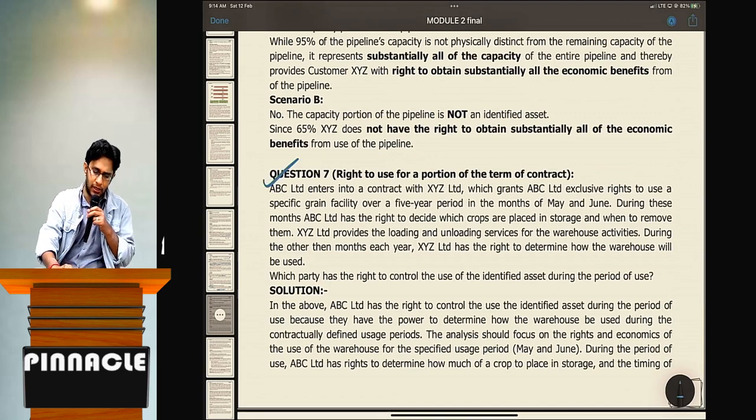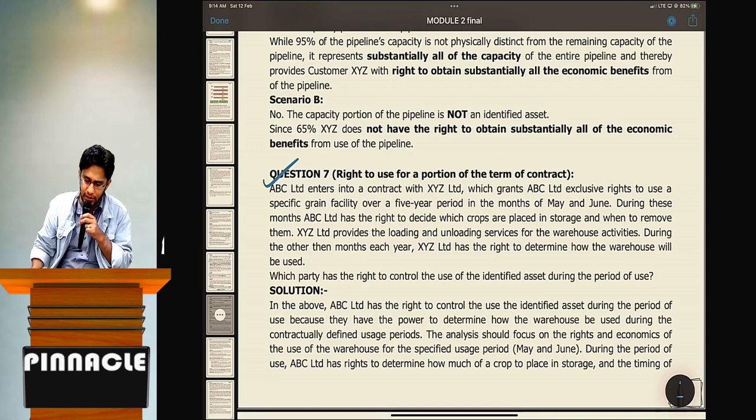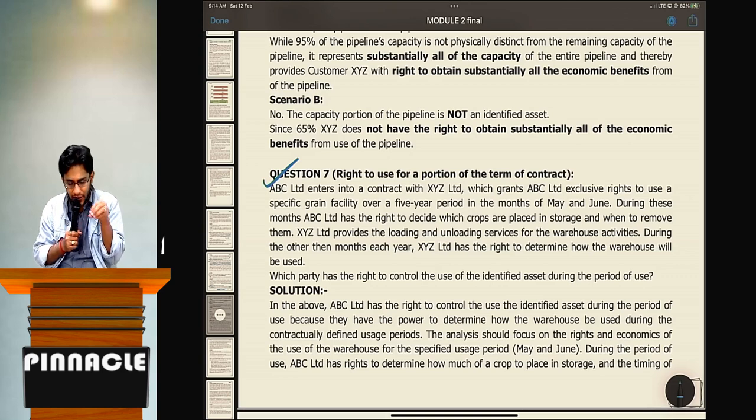ABC enters into a contract with XYZ which grants ABC exclusive rights to use a specific grain facility over a 5 years period in the months of May and June. Okay, correctly understand, sir. They get a right on a grain facility, a warehouse building, sir. They get a right for how many years? 5 years, not full 5 years. Each year only May and June.